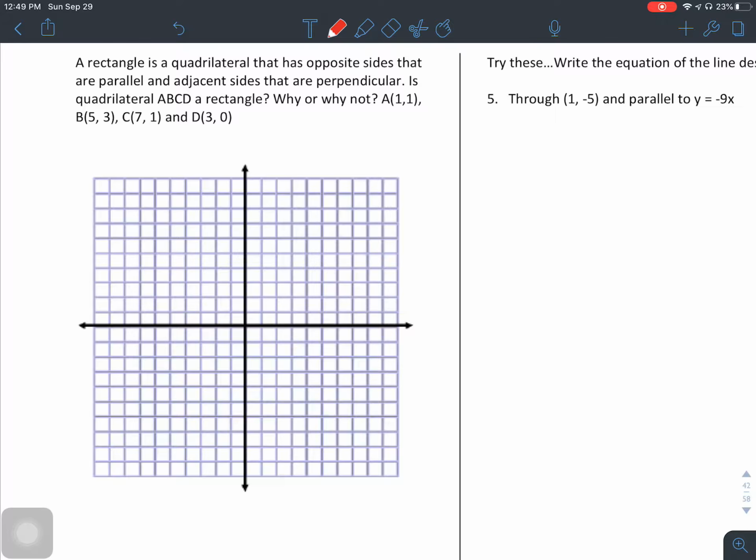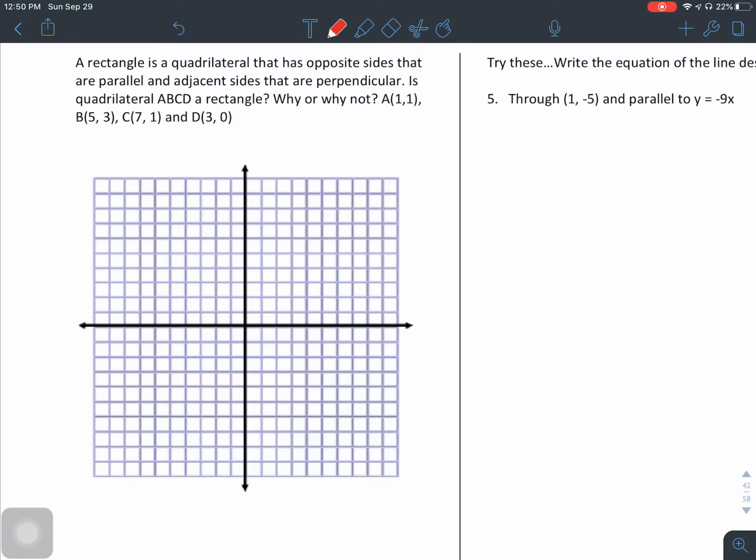A rectangle is a quadrilateral. It means it has 4 sides. Each side is a segment, and the segments intersect each other only at their endpoints. A rectangle is a quadrilateral and has opposite sides that are parallel and adjacent sides that are perpendicular. So a quadrilateral, a 4-sided closed figure, and it's telling us what makes it a rectangle: opposite sides are parallel and adjacent sides are perpendicular.